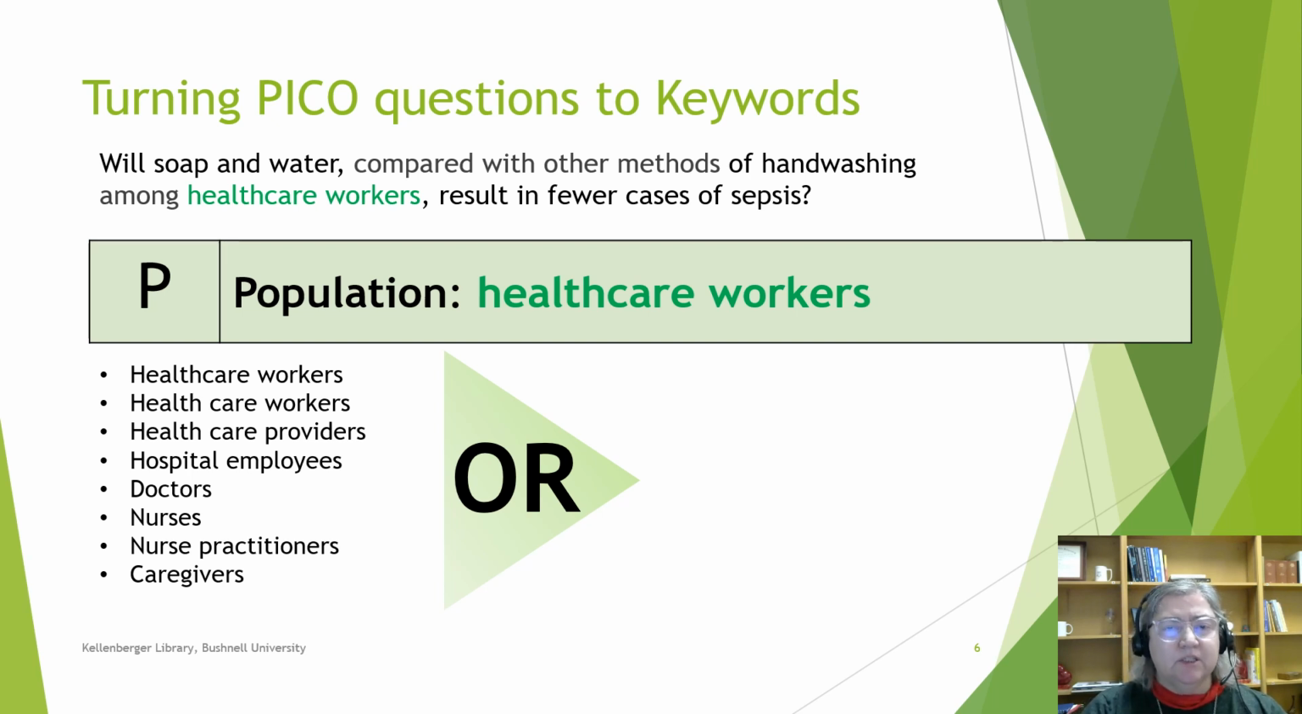Here we will expand healthcare workers into a variety of possible search terms for our population using the OR operator. Besides healthcare workers, we might also use healthcare as 2 words: healthcare providers, hospital employees, doctors, nurses, practitioners, caregivers, and more. Note that any of these will work. If an article is about nurses but does not call them healthcare workers, it will still appear in a list of results if we use both terms.